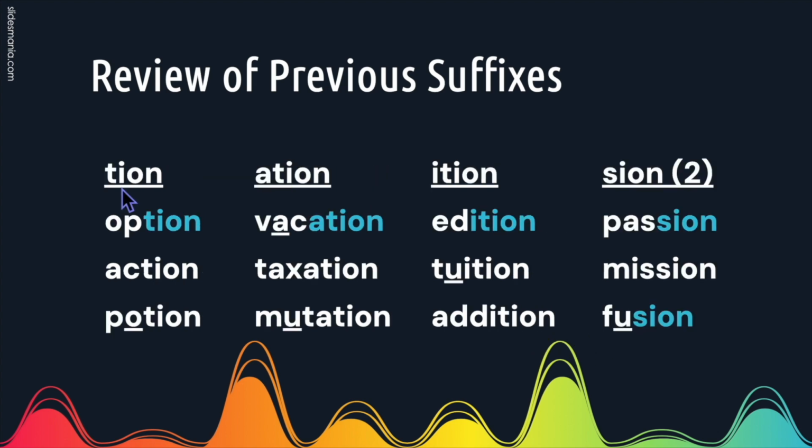This suffix is pronounced shun. So here we have option, action, and potion. This suffix is pronounced ation, like in vacation, taxation, mutation. This one is ishin, like addition, tuition, and addition. This suffix has two different pronunciations. The first one is shun, like in passion and mission, and sometimes it's pronounced zhun, like in fusion.